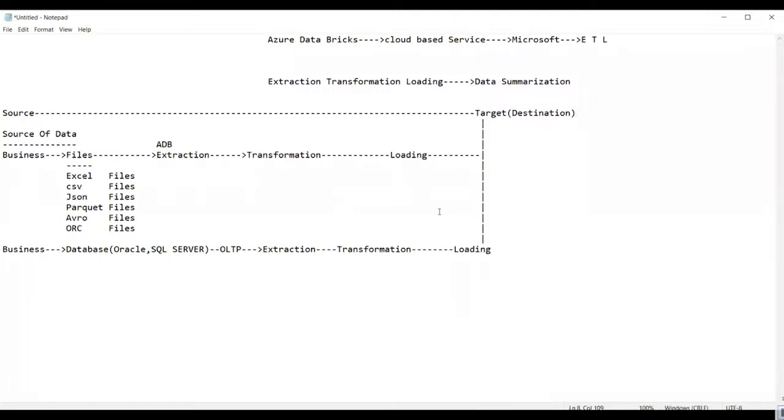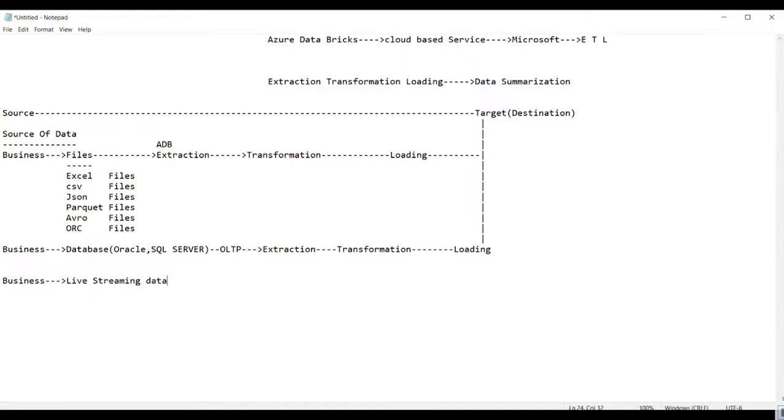Apart from getting the business data into the databases or into the files, we can also get the data another way. Because we are all working for business, we get business data only. So we get the data in the form of live streaming data. Live streaming data means, for example, stock market data.